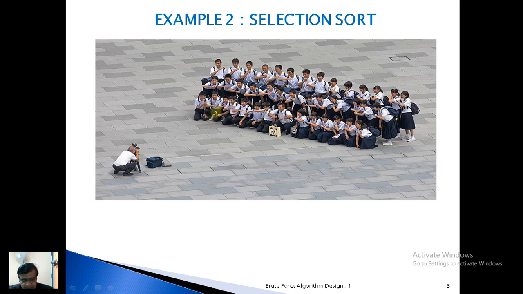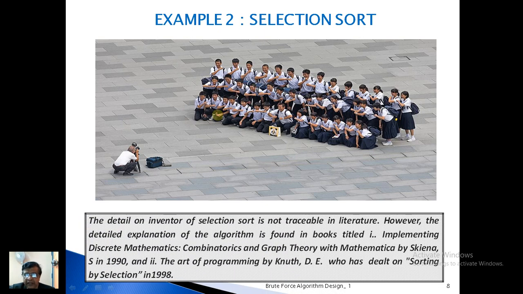It happens if they are not sorted. Here selection happens, short to tall. Selection happens, then they will be sorted so that they will be placed in an orderly fashion. Therefore this is believed to vaguely mimic the photographer's strategy he or she adopts while taking a group photograph. Anyway, selection sort also has a history. However, the detail on the inventor of selection sort is not traceable in literature.